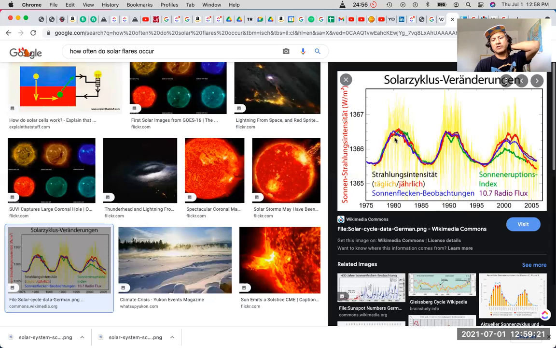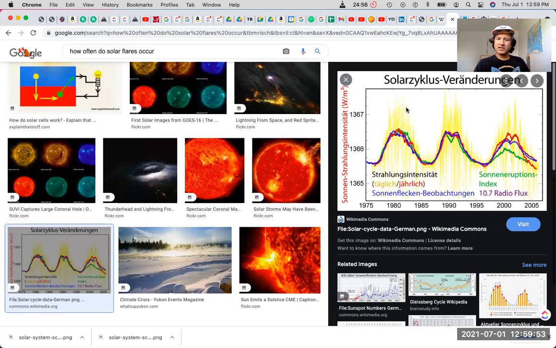So during this 11-year cycle, what does this mean? Is it watts per meter squared? What does W represent? So this is not occurrences. This is the amount of energy given, right? I should prepare for this video a little bit more.